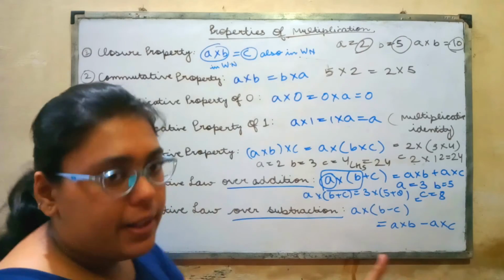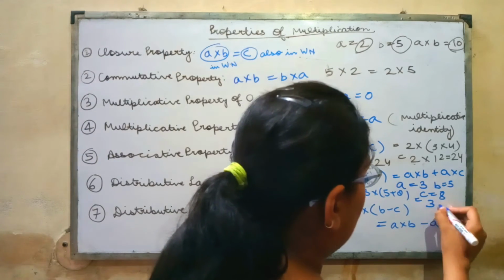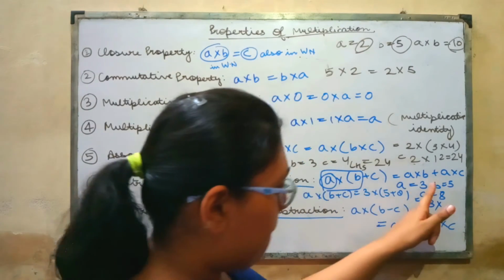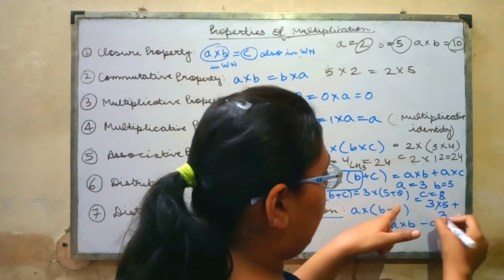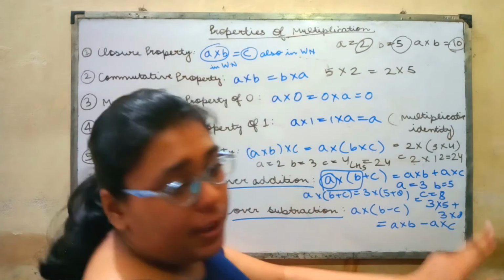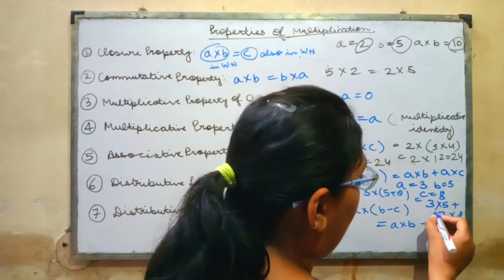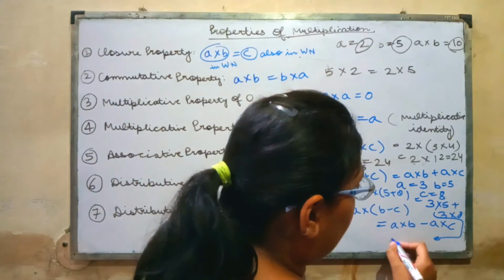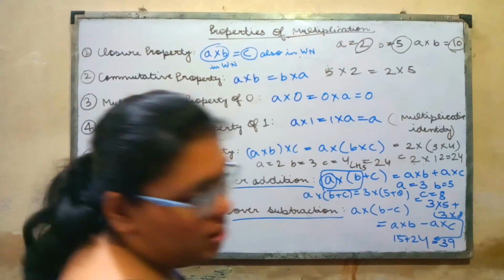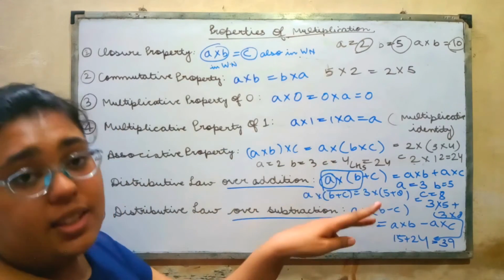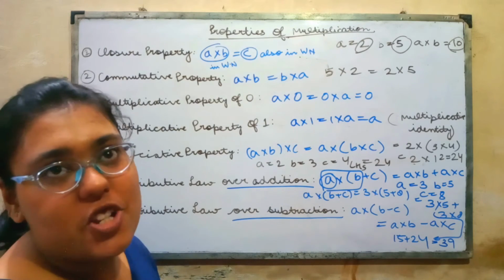You can simply multiply. That means 3 into, what is your B? That is 5 plus 3 into 8. और जब आप इनको सॉल्व करके ऐड करोगे तो आपका आंसर काफी इजीली आ जाएगा. Now we can add these values and you will get 39 as your answer. So you can see how easy this property has made your calculations.